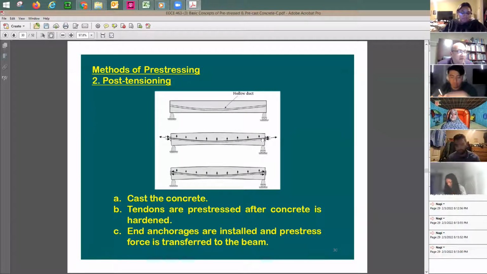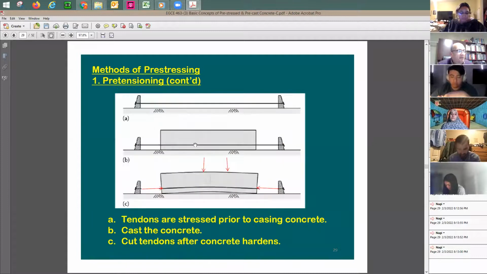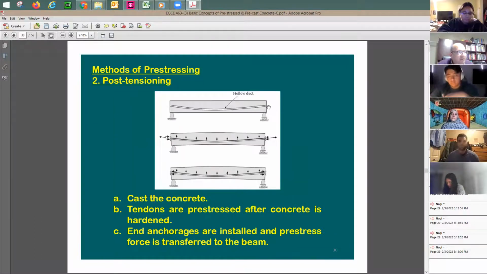After you cast the concrete, you're going to start to apply the tension, and this is what we call here post-tension. So it's going to be post-casting the concrete. The other one's going to be what you're doing here. You're doing pre-tension. Before you cast the concrete, you apply the tension to the cable. But here, you're going to be applying the tension to the cable after you cast the concrete.